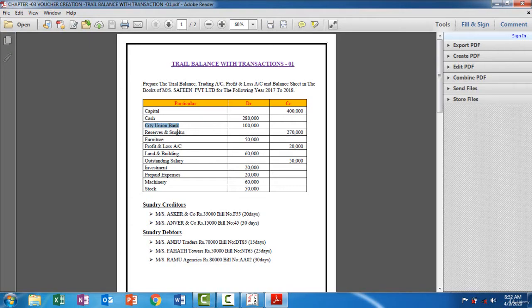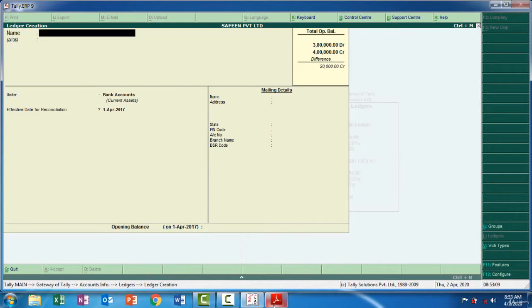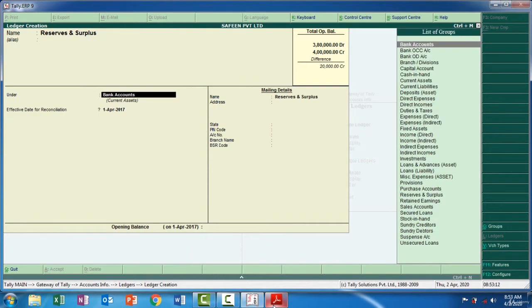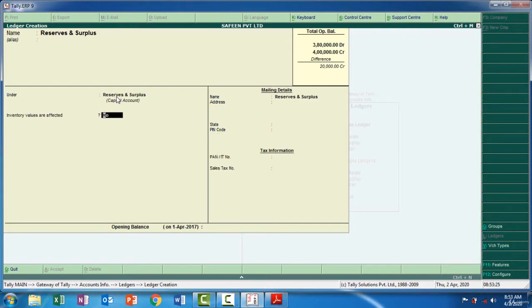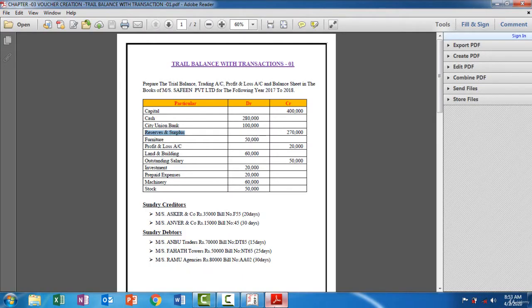The next one is reserves and surplus 270,000. It means that the company's reserves and surplus is one of the capital. It's used for future purposes, so we have to create the reserves and surplus under the capital account. So I'm going to type reserves and surplus. You can see that reserves and surplus account in the list of groups. I'm going to enter. You can see here it's reserves and surplus under the capital account. So the amount is how much? 270,000 credit.